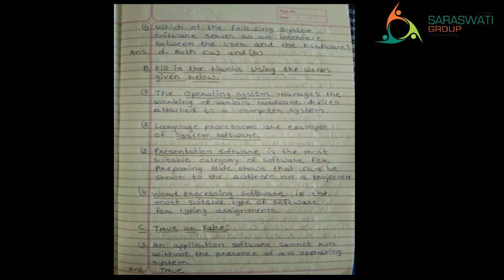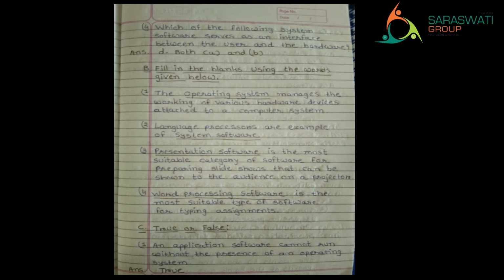Now we are moving to the B section. What is the B section? Fill in the blanks using the words given below. Right? In the box, 4 words are given. We just have to manage those words in a particular blank, where it is useful or where it is correct. See the first blank. The blank manages the working of various hardware devices attached to a computer system.